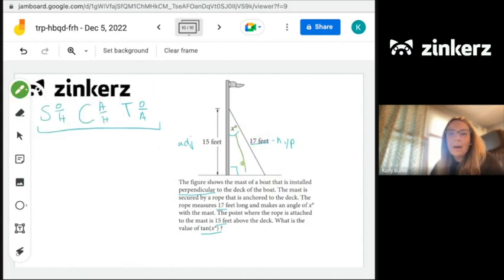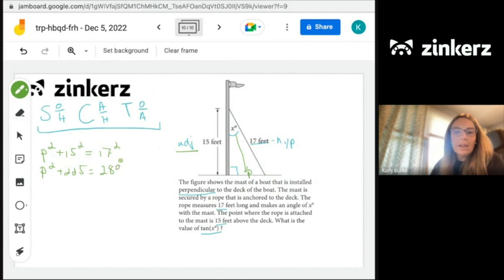So tangent is opposite over adjacent. I don't know what this is. I am going to call this P. So how can I figure this out? Well, I can do Pythagorean theorem. P squared plus 15 squared is equal to 17 squared. P squared plus 225 is equal to 289. Subtracting 225 from both sides, we get P squared is equal to 64, so P is equal to 8.